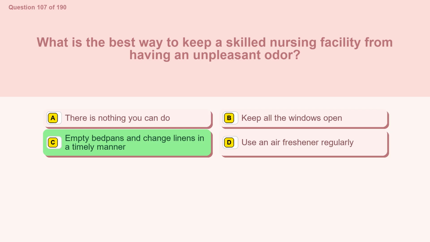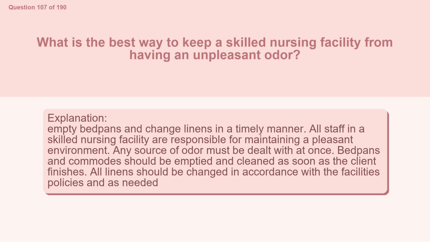The correct answer is option C. Empty bedpans and change linens in a timely manner. All staff in a skilled nursing facility are responsible for maintaining a pleasant environment. Any source of odor must be dealt with at once. Bedpans and commodes should be emptied and cleaned as soon as the client finishes. All linens should be changed in accordance with the facility's policies and as needed.